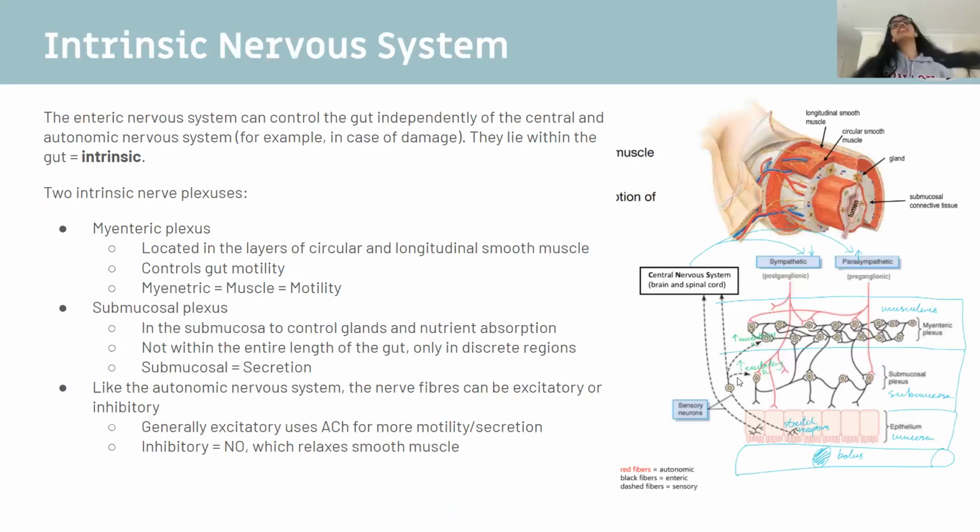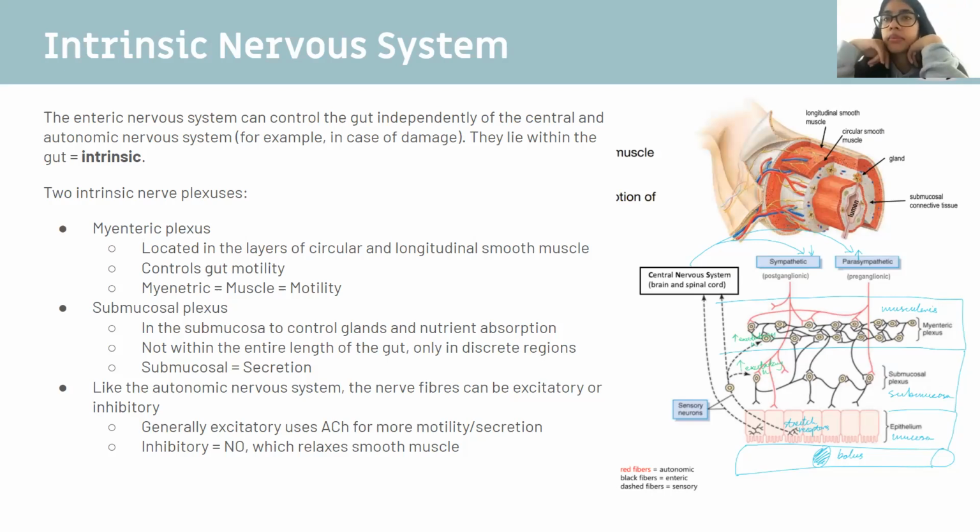So basically your enteric nervous system is a nervous system that is located entirely within the gut. So it's intrinsic. And it's really cool because it can control the gut independently of the central and autonomic nervous systems. So for example, if your autonomic nervous system is malfunctioning, the gut can still use the enteric nervous system to do some form of motility and move things along the gut. Within the intrinsic nervous system, we've got two different plexuses.